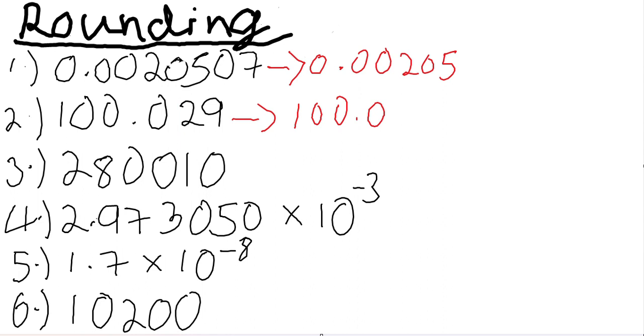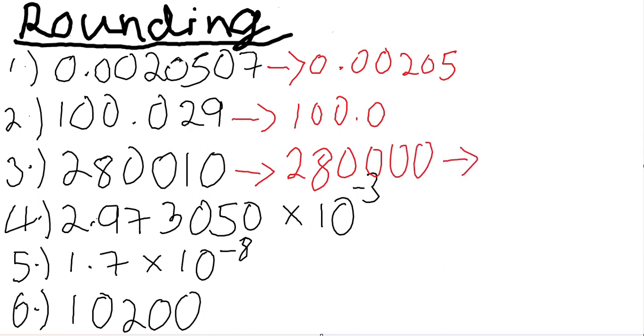Next, we have 280,010. When that's rounded from currently 5 sig figs to 3 sig figs, we would have to have 280,000, which must be written in scientific notation to show 3 sig figs, which would be 2.80 times 10 to the 1, 2, 3, 4, 5. Okay.